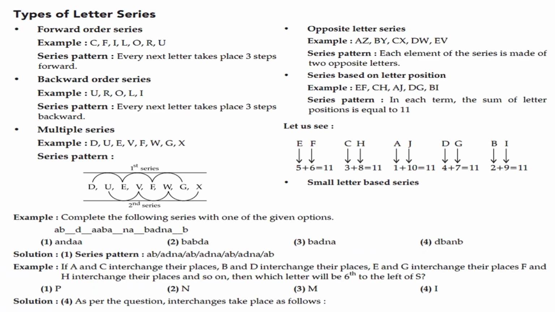Types of letter series. Forward order series, example CFILORU. Series pattern: every next letter takes place 3 steps forward. Backward order series, example UROLI. Series pattern: every next letter takes place 3 steps backward.